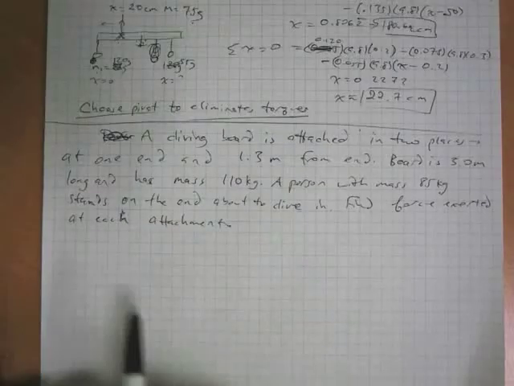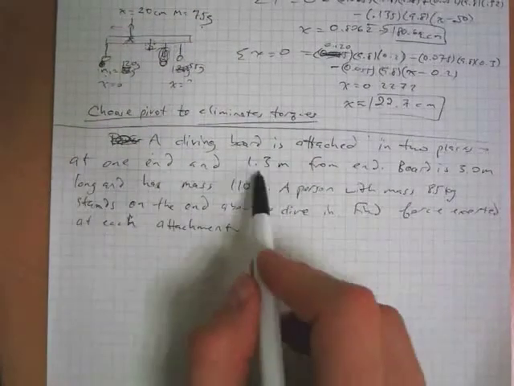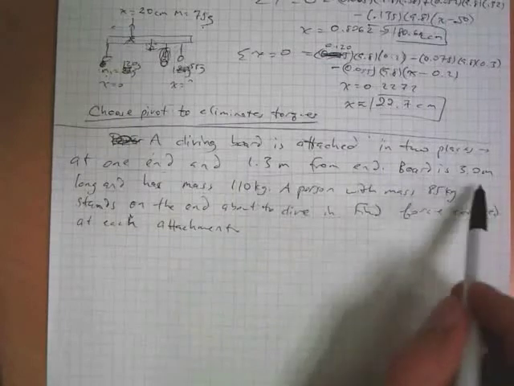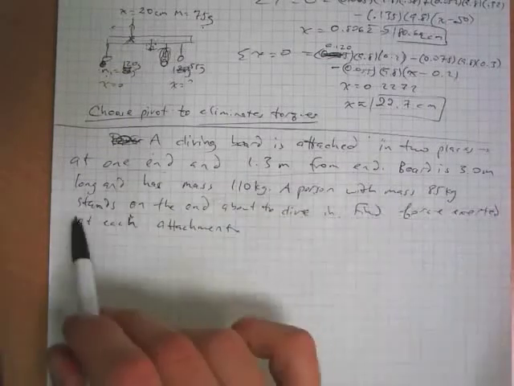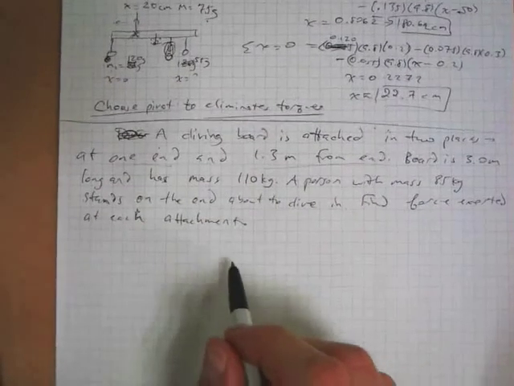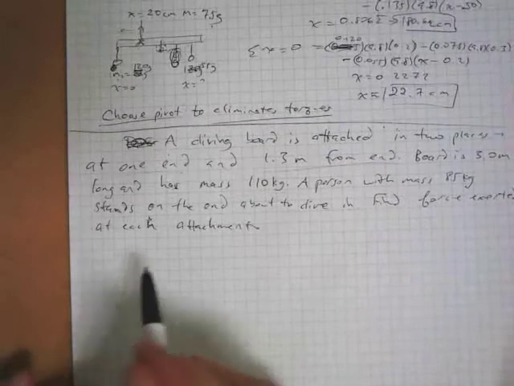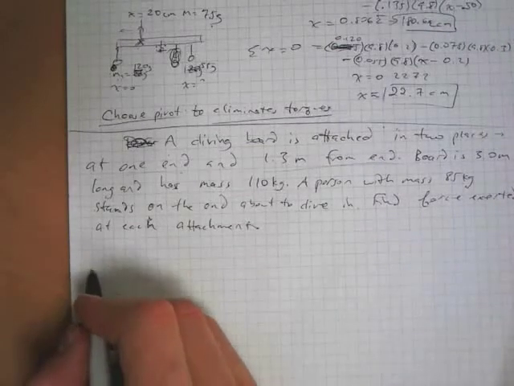Got a diving board that's attached in two places, at one end and 1.3 meters from the end. The board is 3.0 meters long and has mass 110 kilograms. A person with mass 85 kilograms stands on the end and is about to dive in. Find the force exerted at each attachment. This is going to apply the principles of torque and force again. And once again, it is useful to draw a picture.